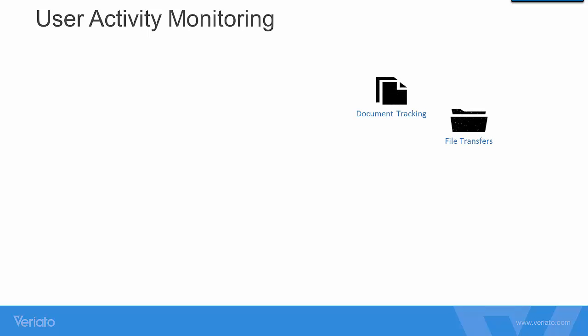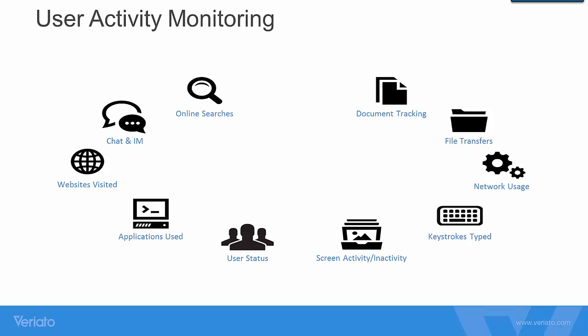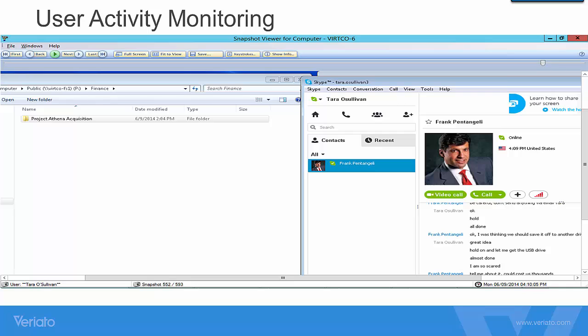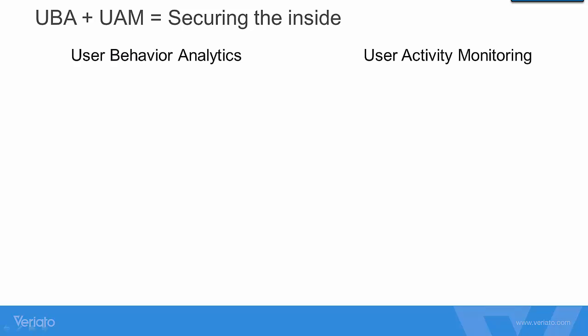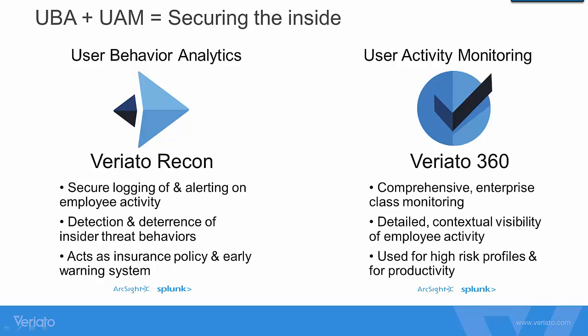Reviewing user activity is easily accomplished with all of the data gathered together in one console. No more piecing together clues from disparate sources. You can search, drill down, and even replay screen activity exactly as it occurred. Insider threat detection and prevention requires a mix of user behavior analytics and user activity monitoring. Veriato Recon and Veriato 360 products work together seamlessly to enable proper coverage and risk mitigation.